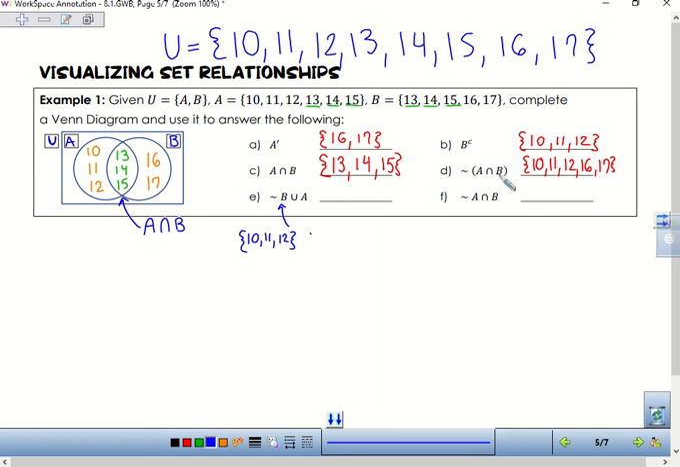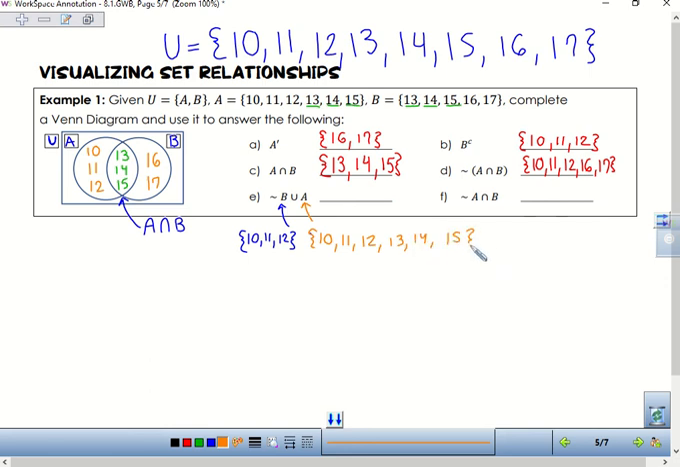D is what the intersection of A and B did not have. See how this is what the intersection had? This is what it didn't have. So this one here is what B does not have. See how B doesn't have 10, 11, and 12? The union of that and what A does have. So what does A have? All this stuff. Well, A has all this, right?